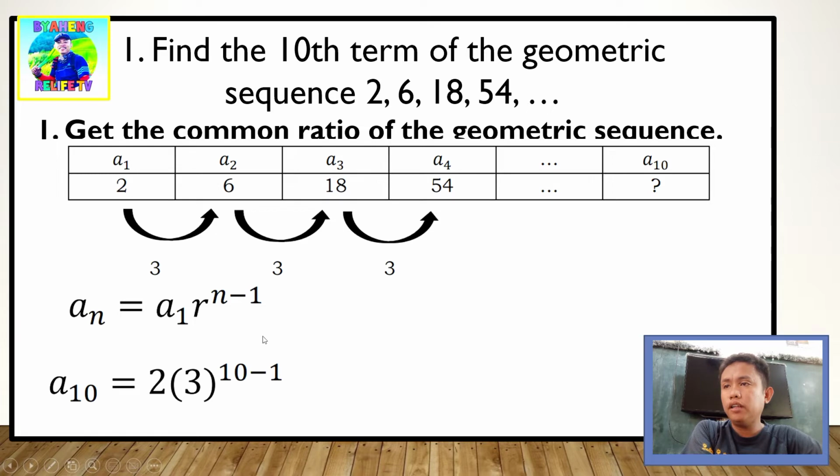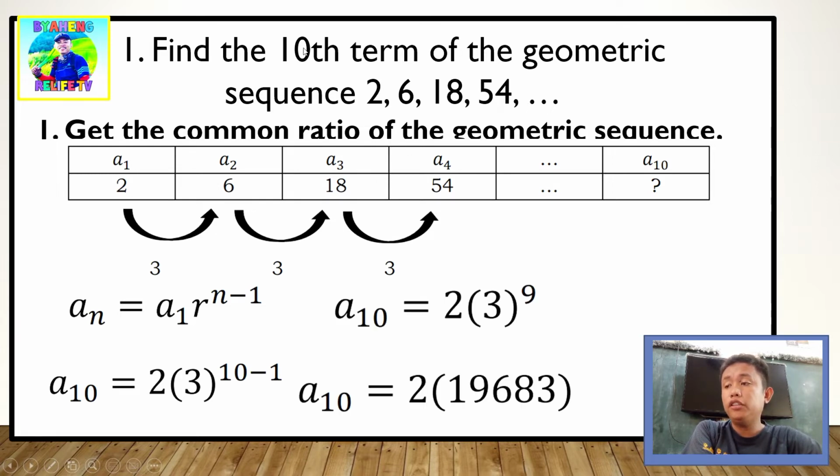Tapos, ang ating hinahanap ay 10th term, kaya ang n natin ay 10. So, by substituting in the formula, the first term is 2, ang r natin ay yung common ratio, which is 3, yung n natin ay yung 10th term, kaya po 10 minus 1. Ito ay magiging a sub 10, kasi nga po, we're looking for the 10th term. So after solving, a sub 10 equals 2 times quantity 3 raised to the 9th power.